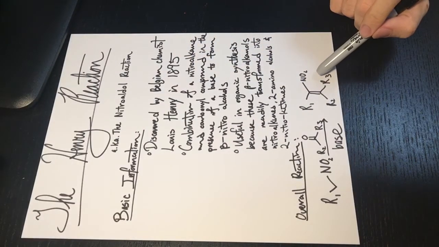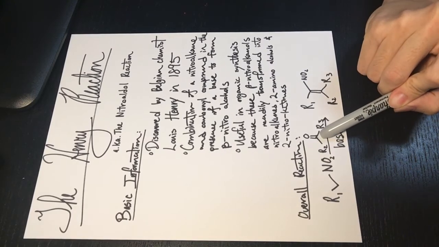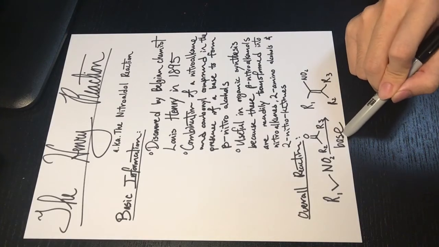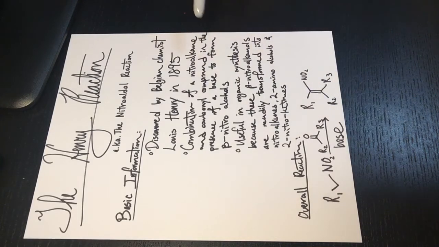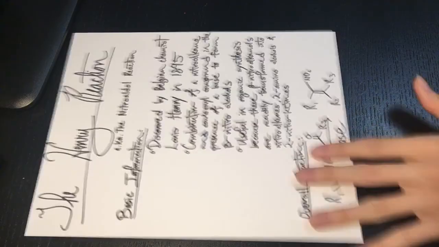You have a nitroalkane and then a carbonyl compound, which can either be an aldehyde or a ketone, and then you have a base. In this case, we're going to have a hydroxide, OH minus, as a base. And online, I found that most of the Henry reactions seem to end in this nitroalkene, so I guess I'll show the reaction through to the nitroalkene.